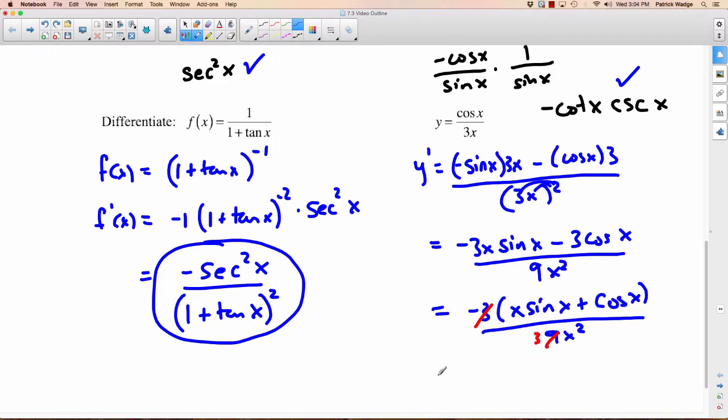So our final answer is negative. You can either write it negative and then in brackets like here, or the other thing they do a lot in your book is they'll put x sine x plus cosine x, and then just put the line to here, and this negative is out front, which refers to both terms on the top, and this is over 3x squared.